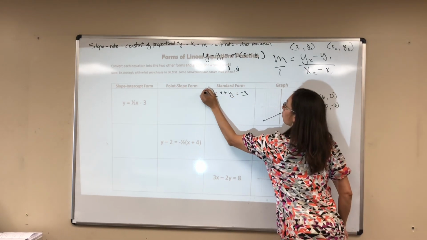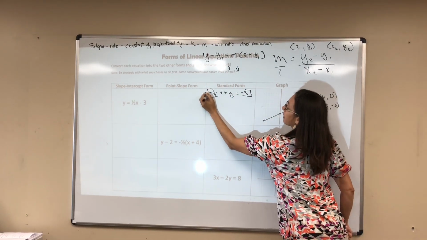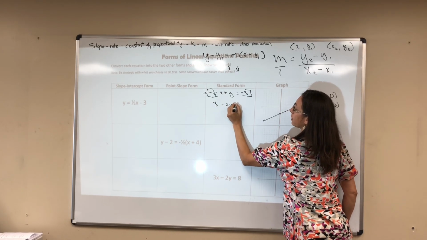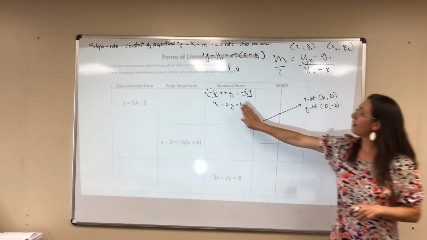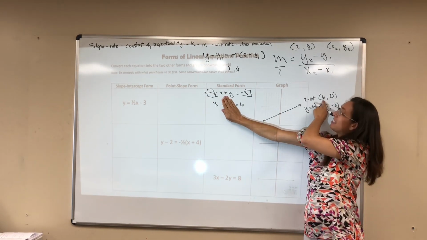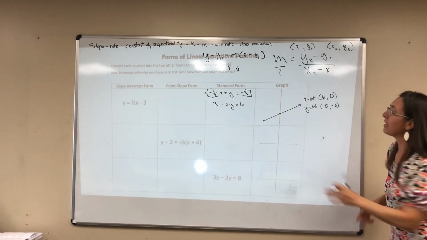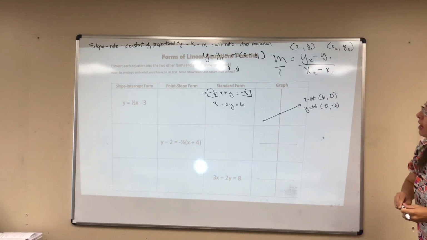Okay. Do we like it in this form? No. We're going to do what to the entire equation? Multiply by -2. We're going to get x minus 2y equals 6. Ooh, when y was 0, x is 6. Ah, we got it. It matched.